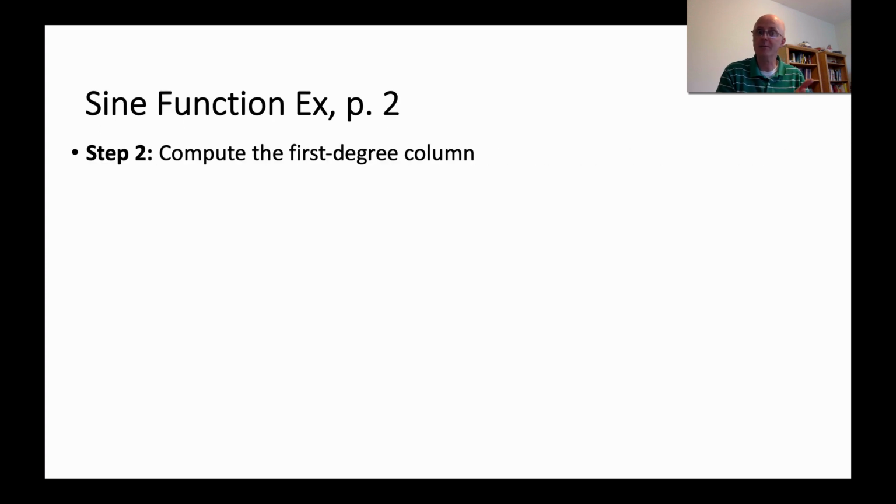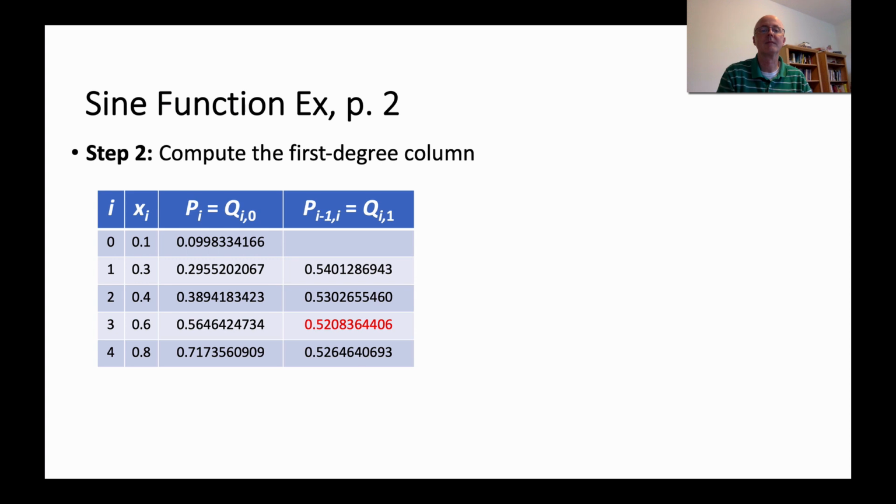Next, compute the next column, the 1st degree column, like this. By the way, I'm doing it column by column. You can construct this matrix row by row as well. Okay, either way is okay. We could just construct this first row, so to speak, right there, if we wanted to. This is the 1st degree column.